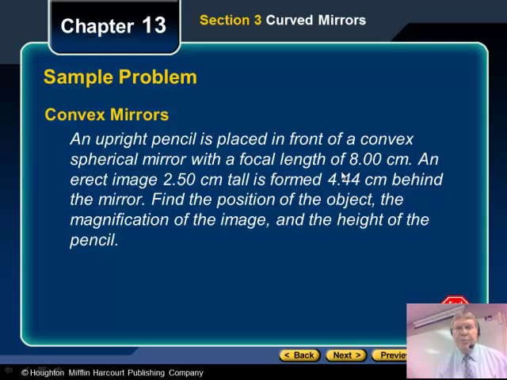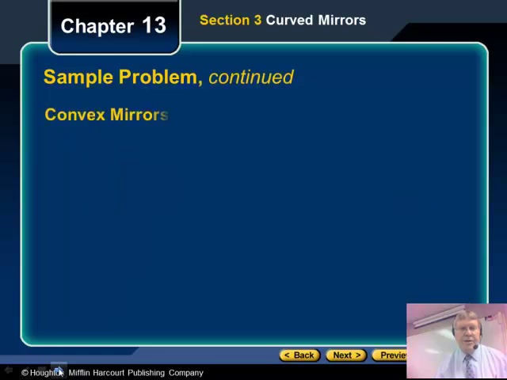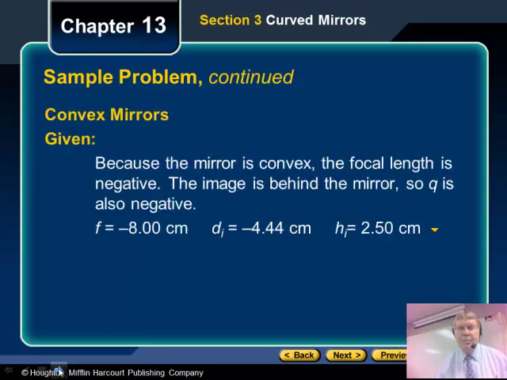If you read the problem, it tells us that it has a focal length of 8 centimeters. But you have to realize that in a convex mirror, that's going to be negative, all right? And then we're also told that this image is formed behind the mirror, so the image distance is also going to be negative. Those are important things to pull out of a problem as you're reading it. So negative focal length, negative image distance.